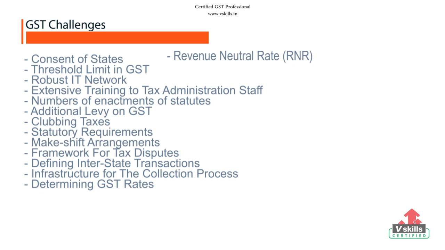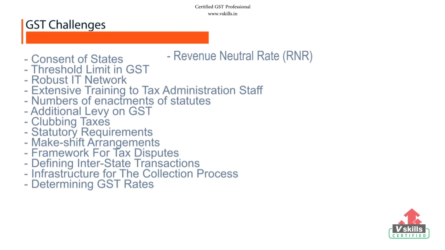Number 10. Makeshift arrangements. State governments are demanding compensation from the central government as they foresee a major dent in the revenue due to CST losses. This is asked for the first 5 years after the implementation of GST, for which the central government has agreed to 3 years. A final conclusion is yet to be drawn. Number 11. Framework for tax disputes. There has to be a uniform legal procedure for tax disputes and litigations to avoid confusion.